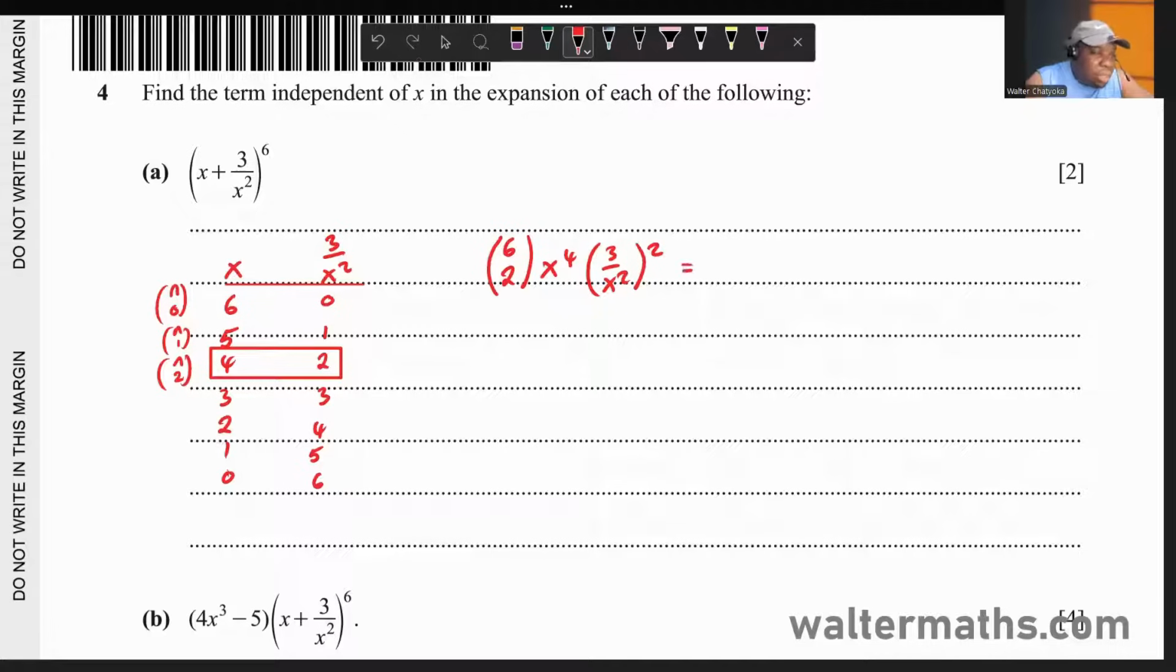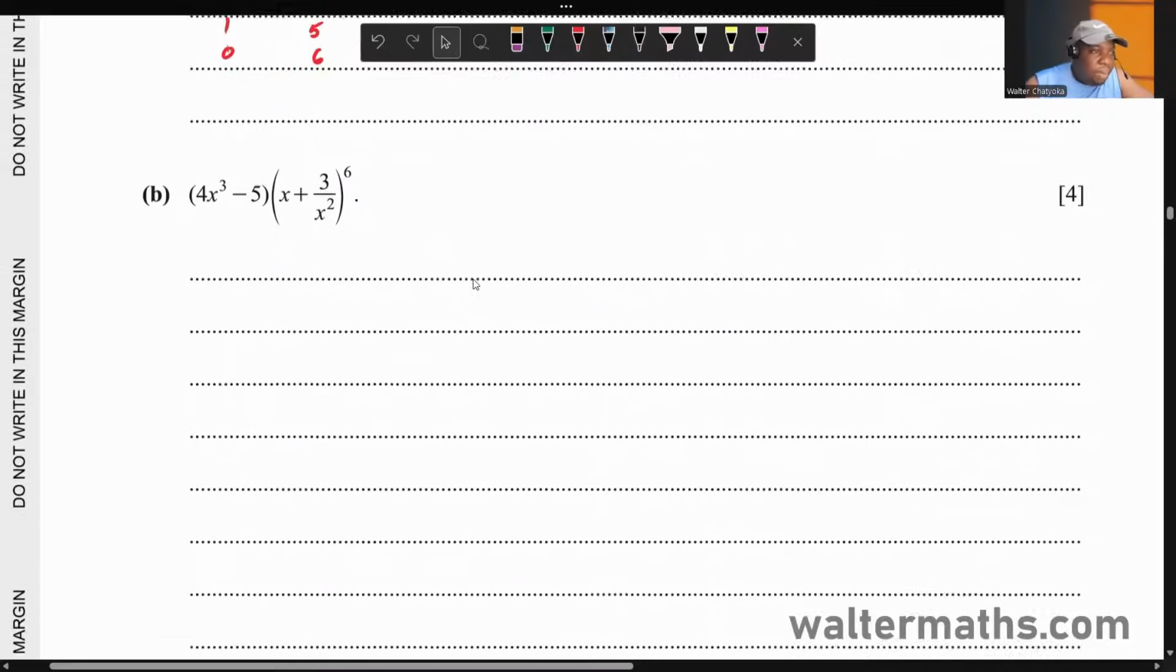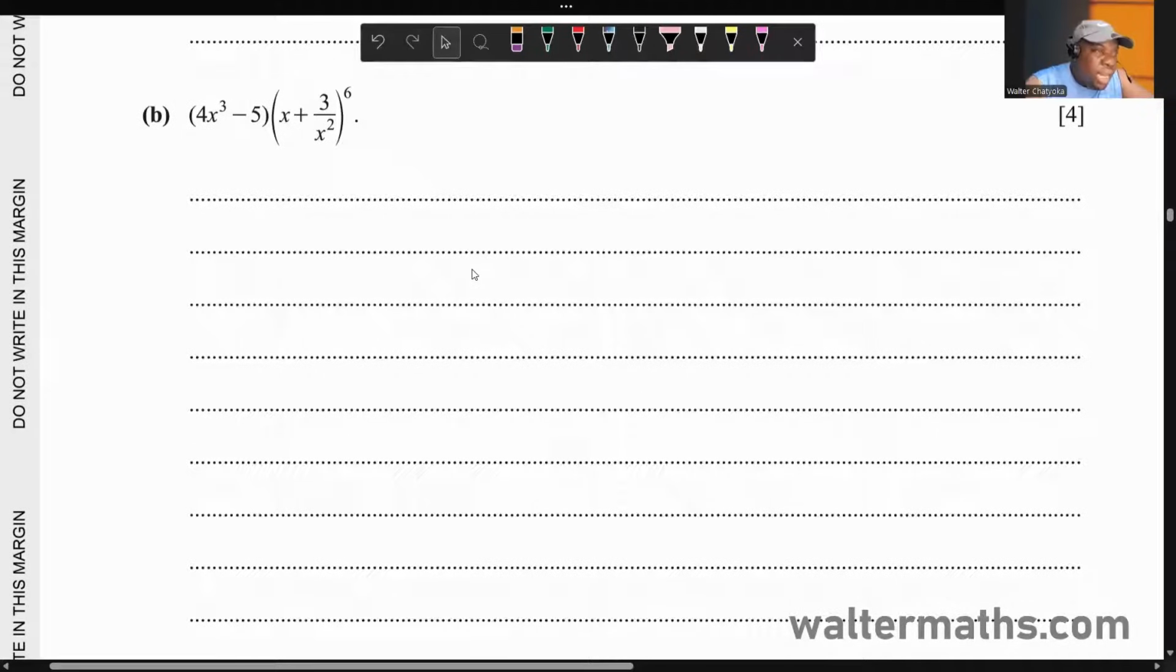So 6 choose 2 is 15, times 3 squared, which is 9, and the x to the power 4 and x to the power 4 will cancel out. And 15 times 9 is 135. So that's the answer. 135 is the answer.